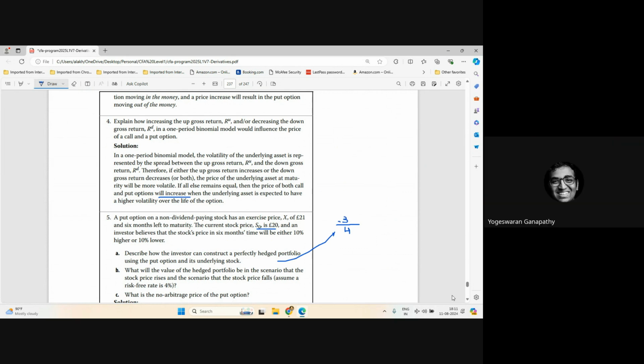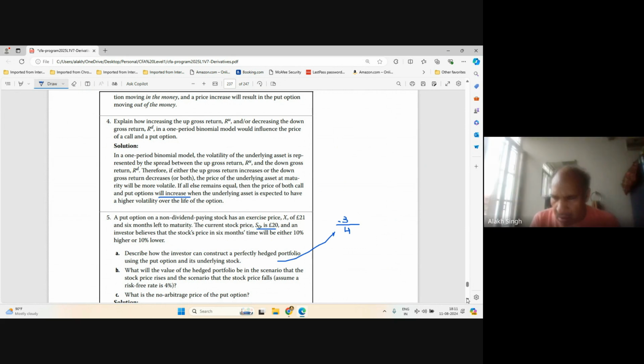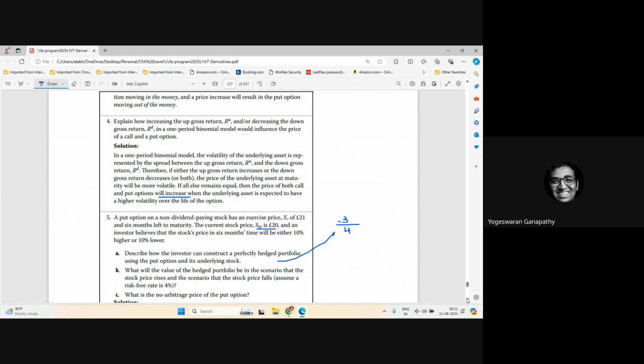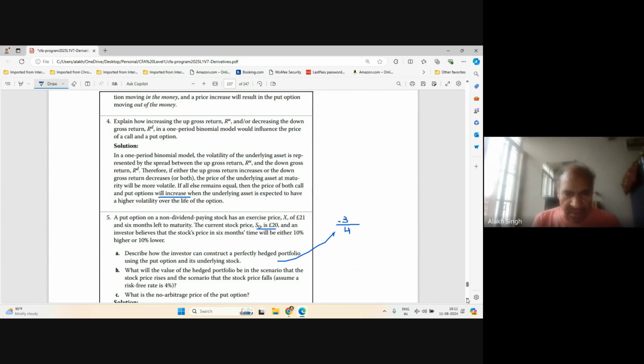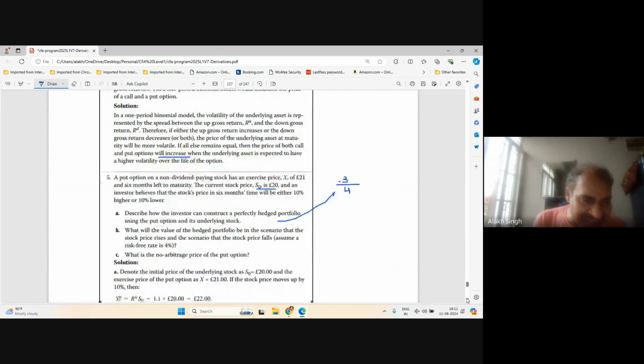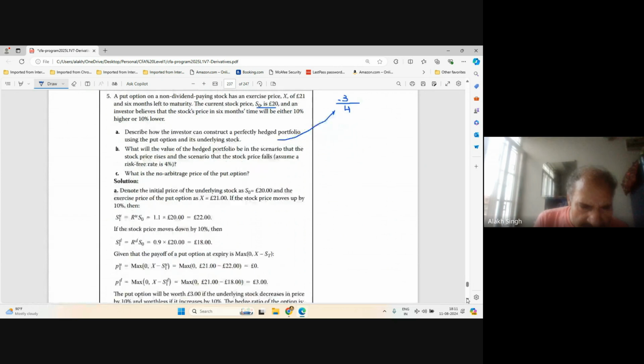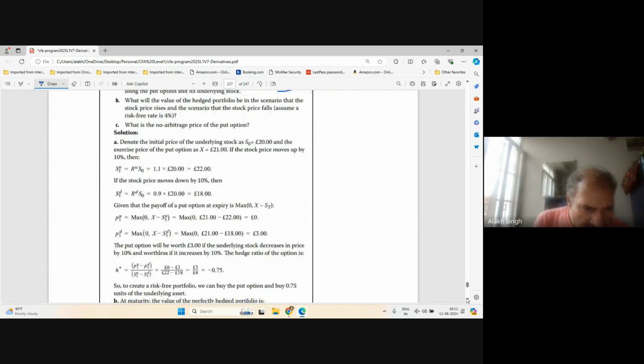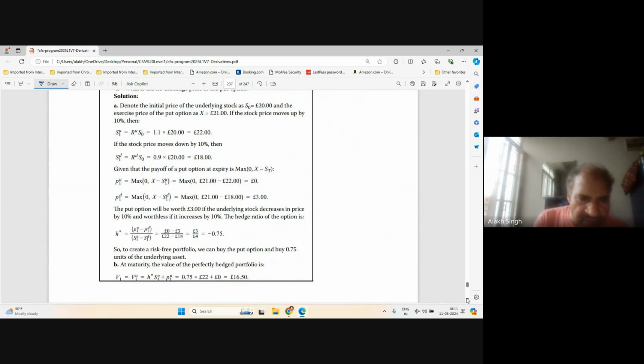Or he will buy the underlying and 0.75 of the put? No, if he buys one underlying, then he will have to buy 1.33 puts. So with 22 and 18, the put values are 0 and 3. So H is minus 0.75. So to create a hedged portfolio, we can buy the put option and buy 0.75 unit of the underlying. So that is what we discussed.